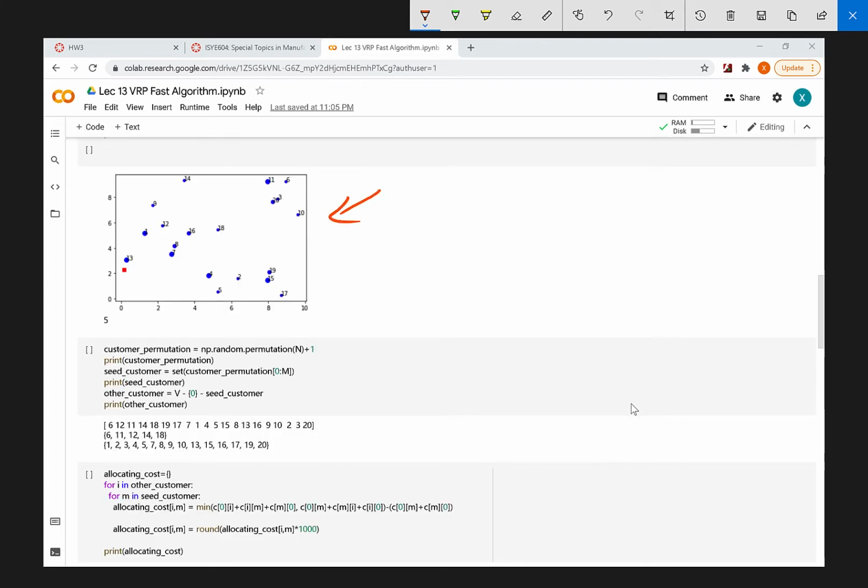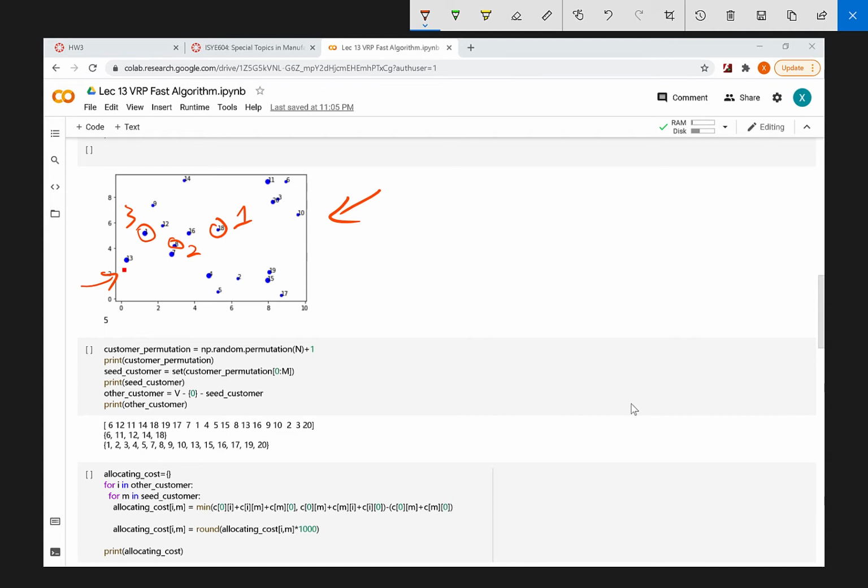So here is the illustration of this current example. The blue dots, with their size, indicate the customer demand. The smallest points indicate the demand is 1, the big dots indicate the demand is 3, and the intermediate dots are 2. The depot is on the left-hand side, indicated by the red square.